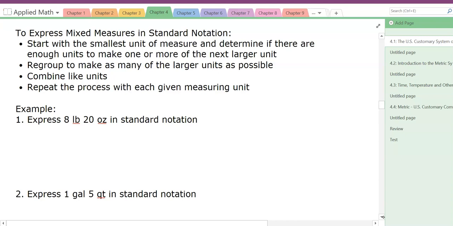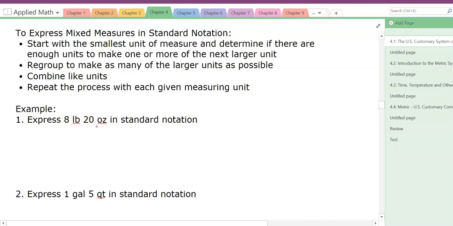You're going to want to be able to see those kind of measurements because they make more sense in our brain because that's just how we think. So we're going to do a little bit of practice with this. They're going to give us something that's not in standard notation and we need to make it so that it is. So this first one has 8 pounds, 20 ounces.